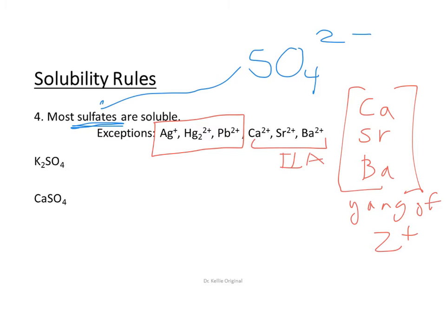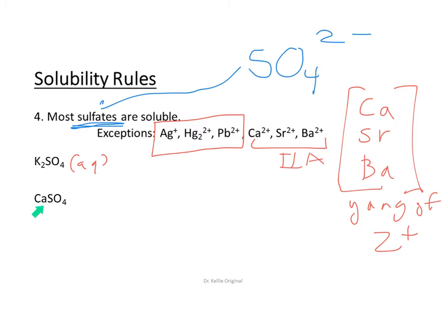So let's apply this rule. Most sulfates are soluble. So we look at this compound. It contains sulfate, so it's soluble. It also contains potassium. So anything that contains potassium is also soluble because potassium is a group 1A element. So that was our first rule there. So this has 2 rules that tell us it's soluble.